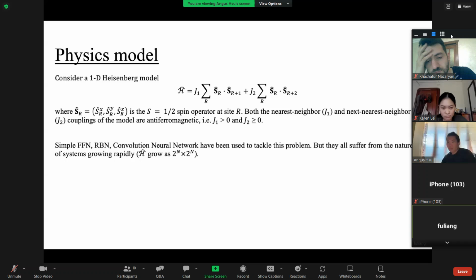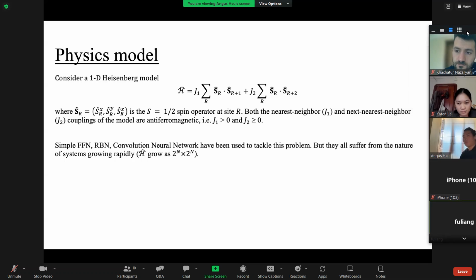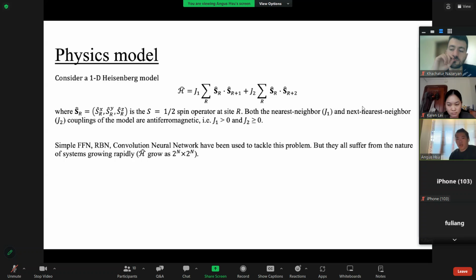By the way, let me make a comment: you take this J1, J2 model in 1D. If J1 is ferromagnetic coupling and J2 is antiferromagnetic, then this model has a very rich phase diagram. Yes, I'm actually very interested in that as well. Okay, some new physics there.